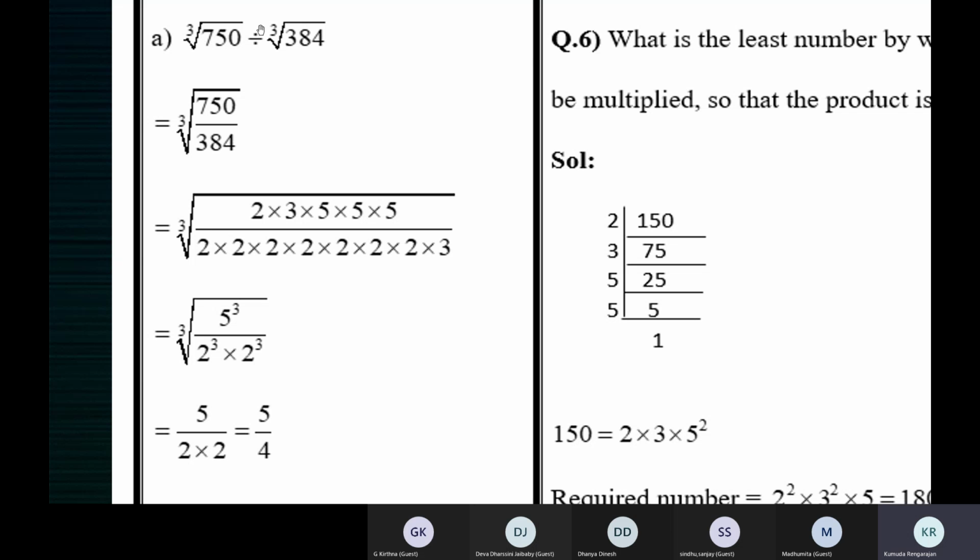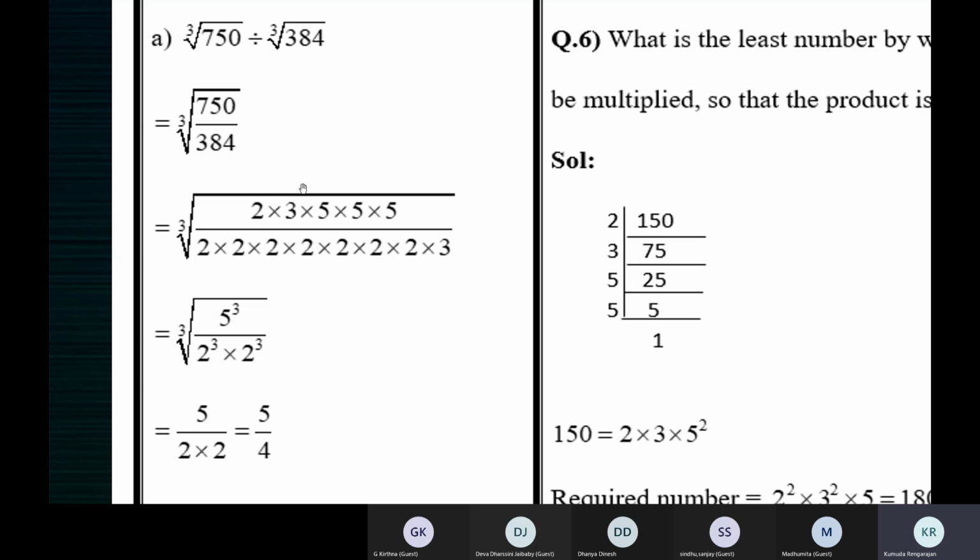Cube root of A divided by cube root of B is equal to cube root of A by B. You must write both the numbers under the same cube root. Then express the numerator as a product of primes. Express the denominator as a product of primes. Primes meaning prime factors.